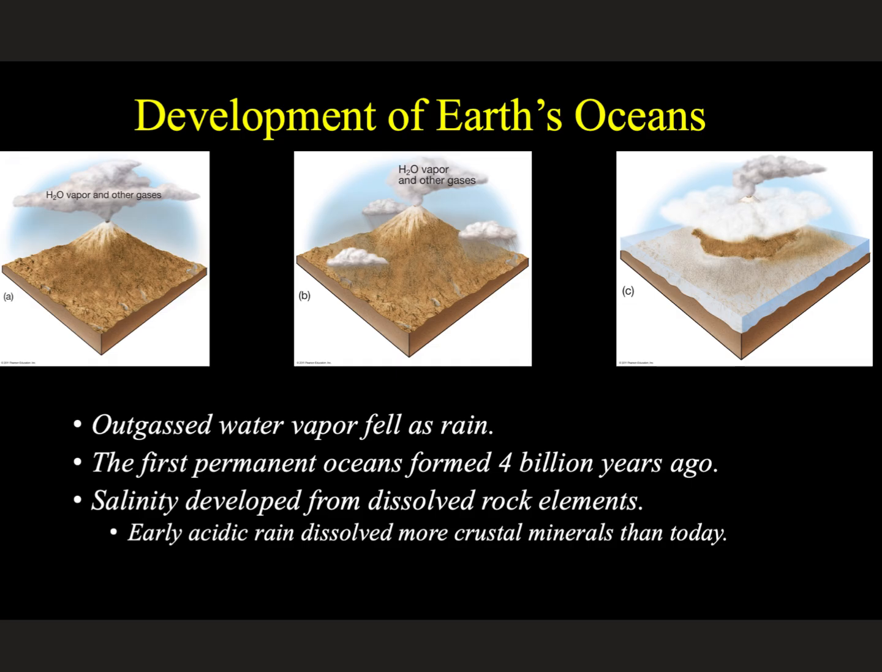As gases were released from the Earth, especially from volcanic vents, the water vapor collected in the atmosphere. Clouds formed as the water vapor condensed onto dust particles in the air. Then the rain was able to fall back to Earth. Acidic rain is what caused our oceans to become salty.